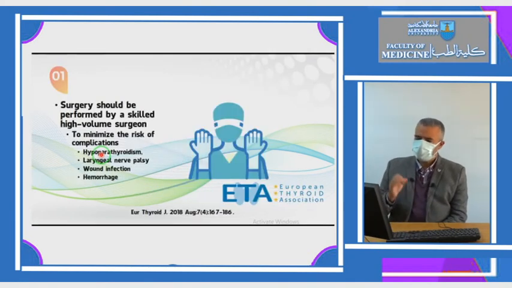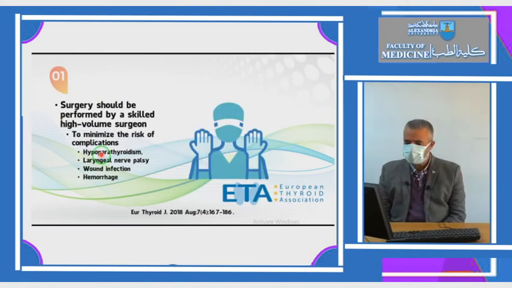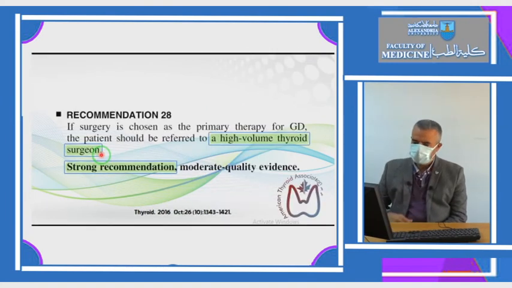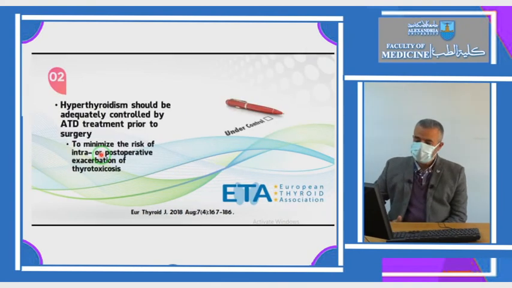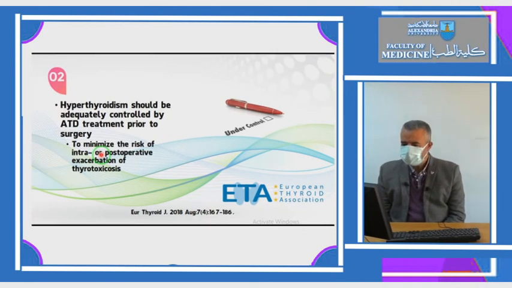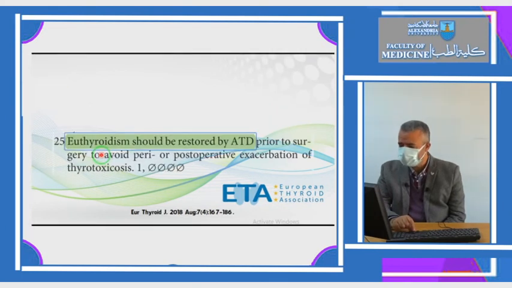The first step, surgery should be performed by a skilled high-volume surgeon to minimize the risk of complications, including hypoparathyroidism, laryngeal nerve palsy, wound infection, or hemorrhage. And this is a strong recommendation by the American Thyroid Association. The second step, hyperthyroidism should be adequately controlled prior to surgery to minimize the risk of intra- or post-operative exacerbation of thyrotoxicosis, and this is a recommendation by the European Thyroid Association.